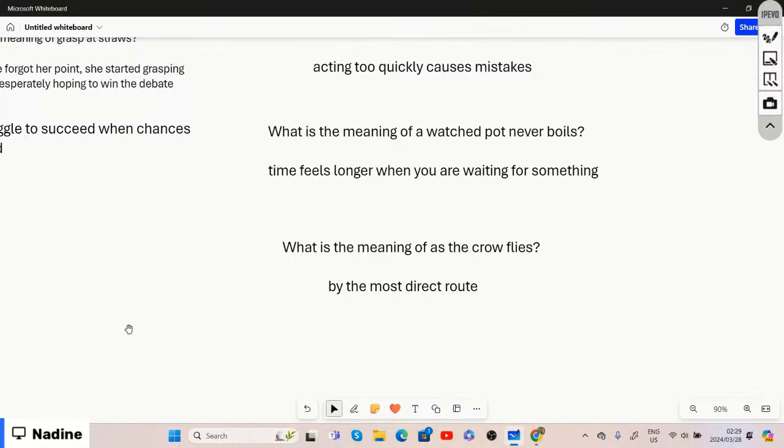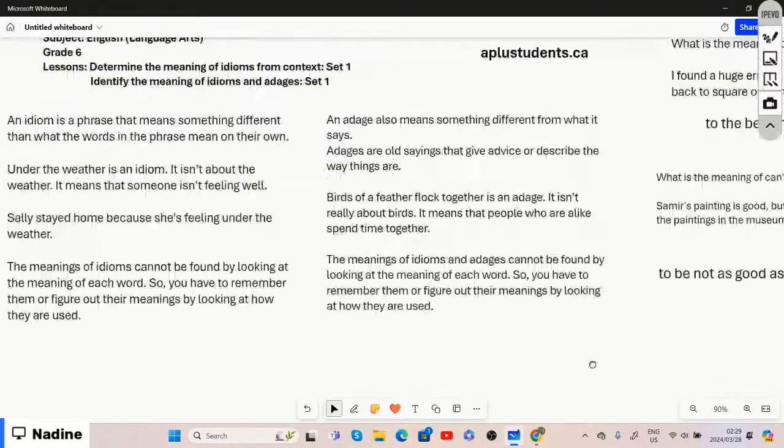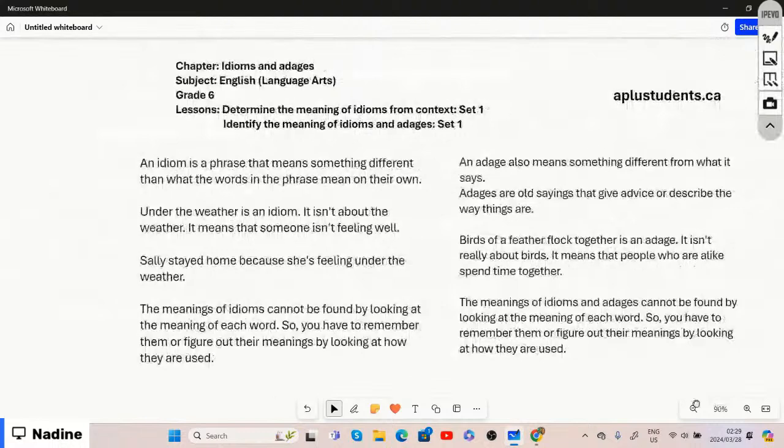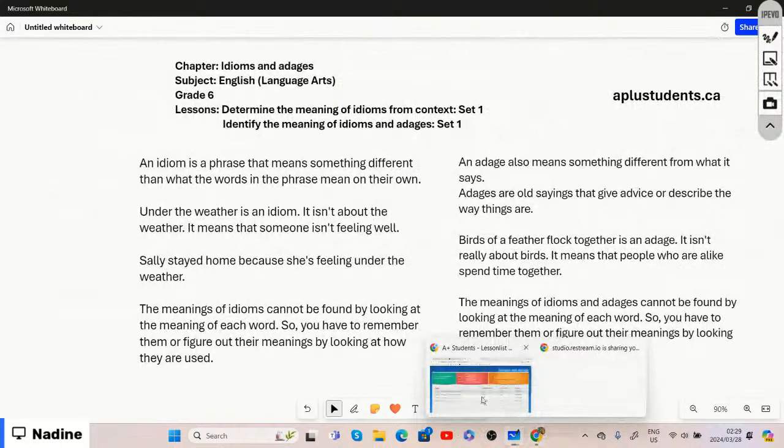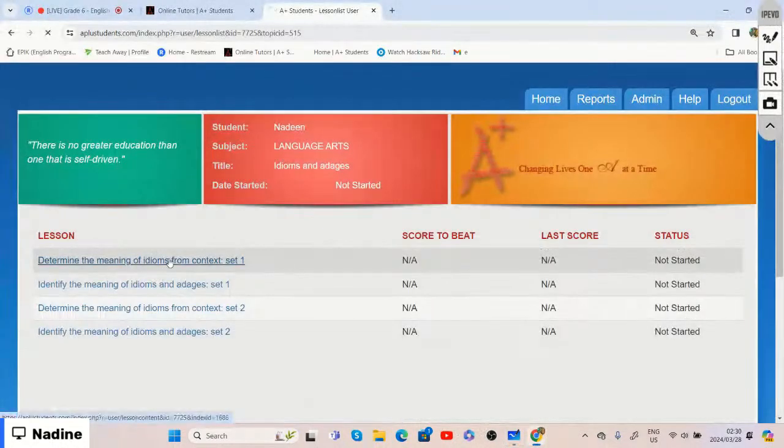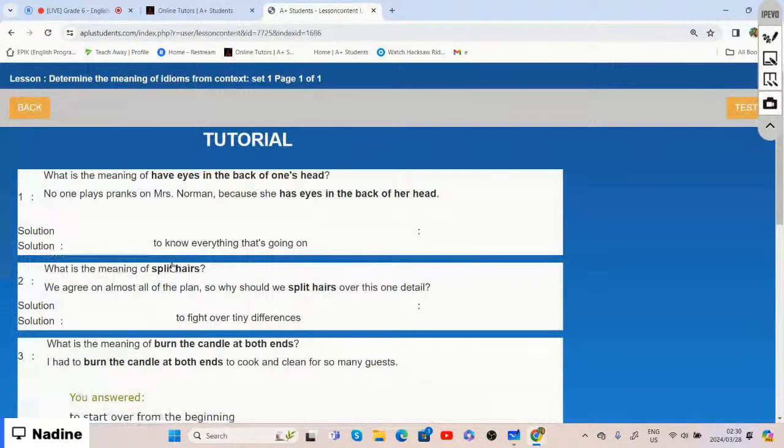All right, so now let's go to aplusstudents.ca, where we're going to do at least one or two activities and we're going to do our test. So we're going to the first lesson, which is to determine the meaning of idioms from context, right? And in our next lesson, we're going to do set 2. So now we're doing set 1.